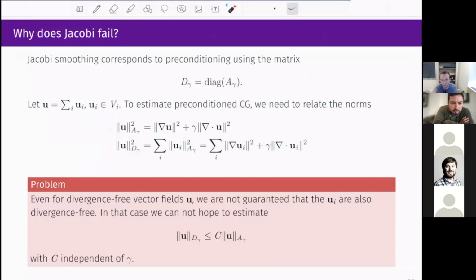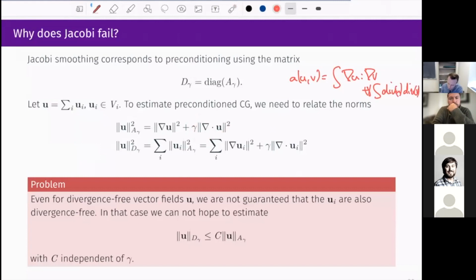If you can show that these two norms are equivalent, then you know that you get good convergence. Okay, so what's the norm induced by our matrix? Well, it's just the norm of grad u squared plus gamma times the norm of div u squared, right? Just as a reminder, the linear system here was grad u grad v plus gamma div u div v, right? So the norm induced by the matrix corresponding to this bilinear form is just the norm of grad u squared plus gamma times the norm of div u squared.